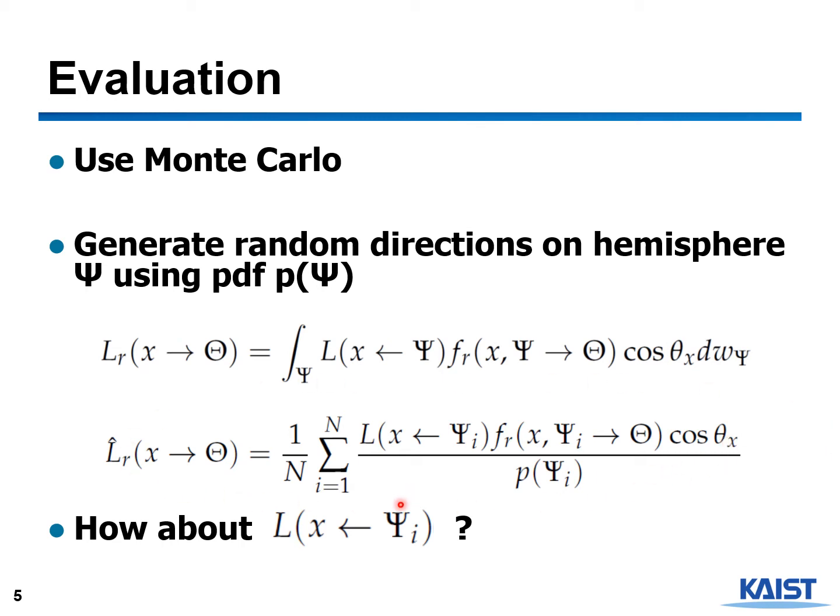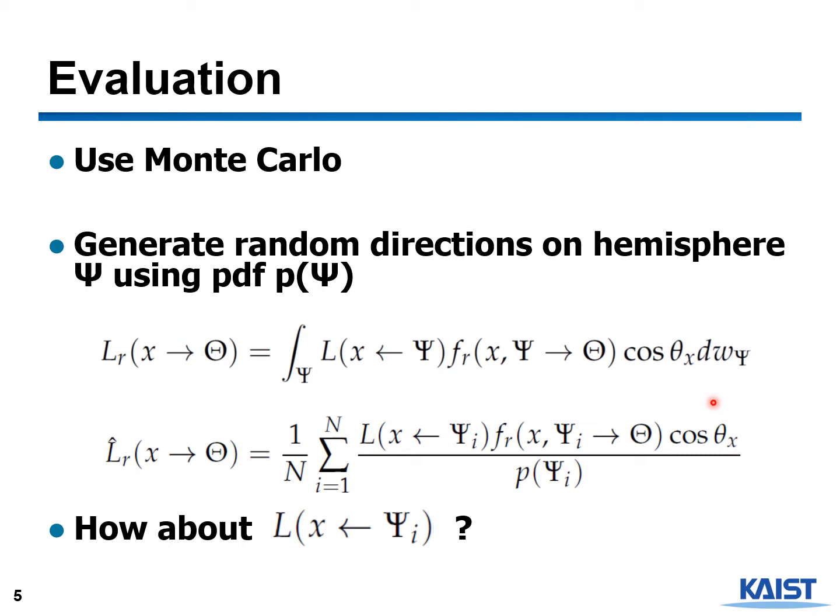We take the n different samples and sum them up, each one divided by p of psi i, and since there are n different random samples, we need to take 1 over n. This is our unbiased Monte Carlo estimator. The question is that here n is known, this is already given. We define this uniform sampling for p of psi i, and we know this BRDF at that position. Also, we know the cosine theta value.